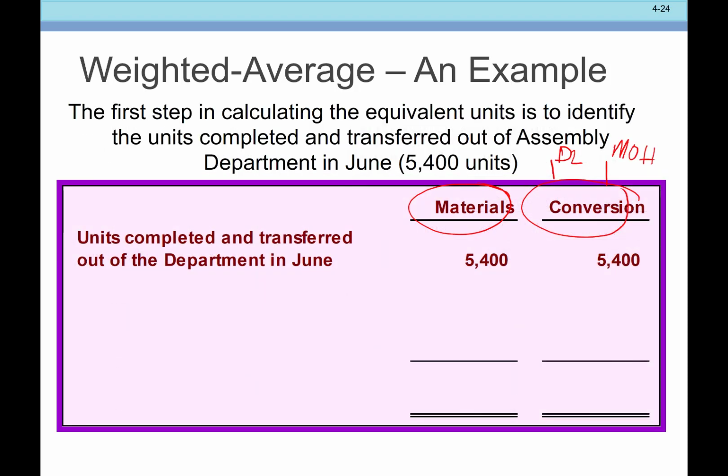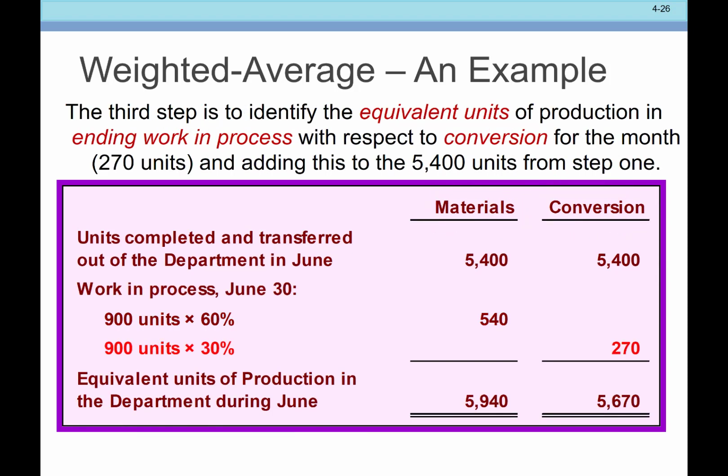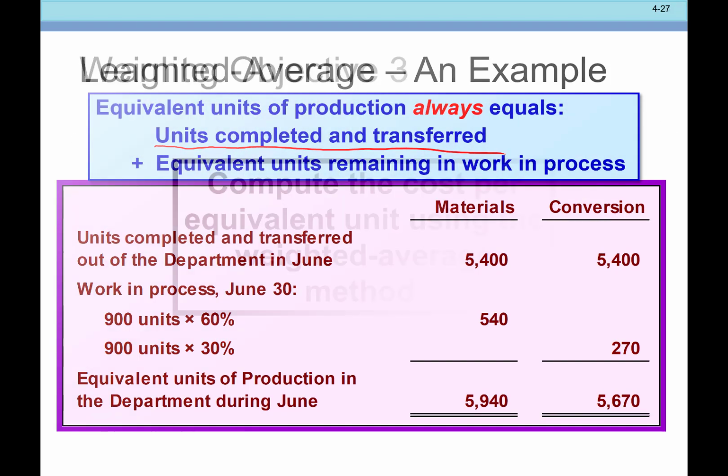Okay? So then we just went ahead and we took the units that were completed and transferred out, and to get to the equivalent units, you simply add the equivalent units of ending work in process, which there were a total of 900 units. If they were 60% complete at the end of the period, then the presumption is that we completed 540 equivalent units of work this period for materials. In this example, for labor it was 30%, so that's labor and overhead, conversion cost. It was 270.